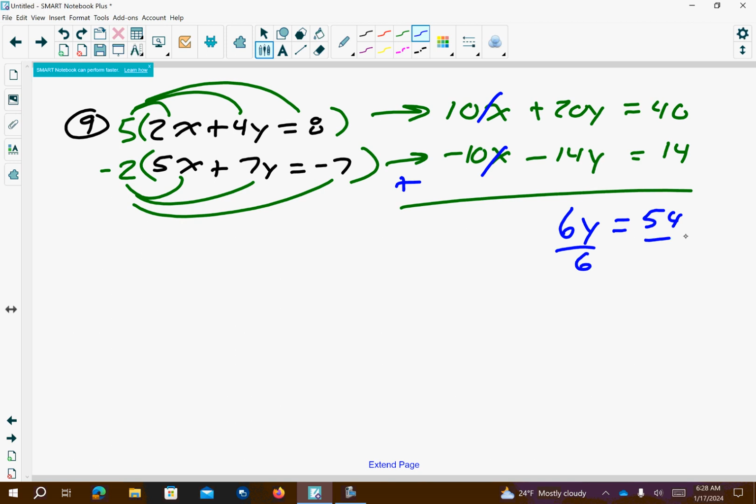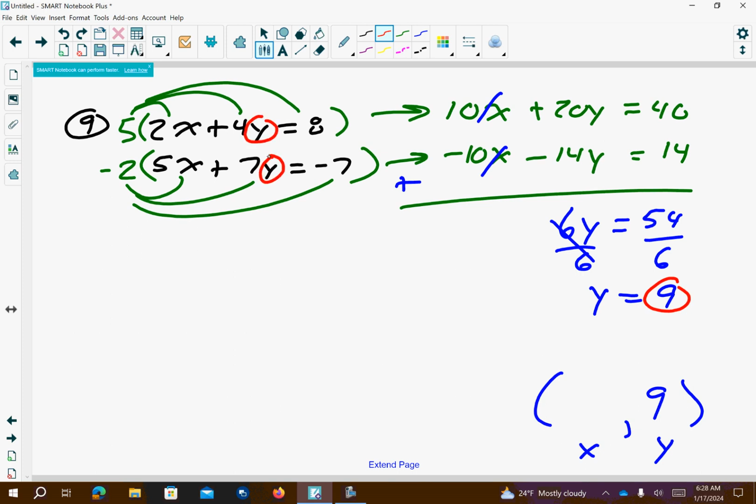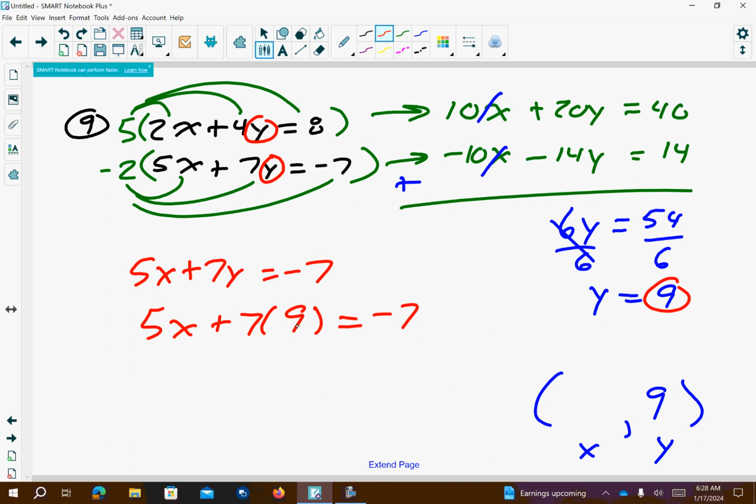If I divide both sides by 6, I'm going to wind up getting y is equal to 9. Okay, so remember my values are x and y, so I'm going to have a 9 here. What I'm going to do with this 9 is plug that y back into either of the original equations. Doesn't matter which one, so let's pick the bottom one. I have 5x plus 7y equals negative 7. I'm going to replace the y. There was a y where those parentheses are. I'm going to put a 9 in there because they tell us y equals 9 down here.